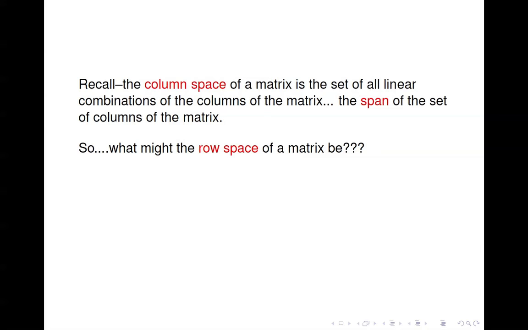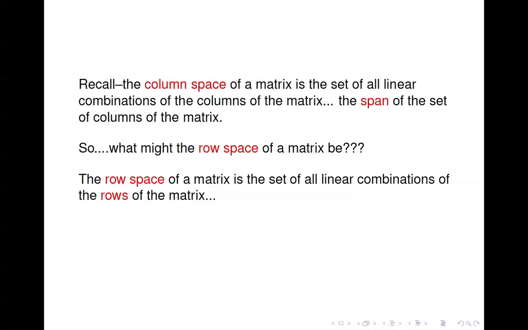So we know what the column space is, so what do you think the row space of a matrix is? Well, if you just take the analogous route, then we get the row space of a matrix is the set of all linear combinations of the rows, or the span of the set of rows of the matrix. So it is truly just the analogous term to the column space. Okay, we have the column space, all linear combinations of the columns, row space, all linear combinations of the rows.